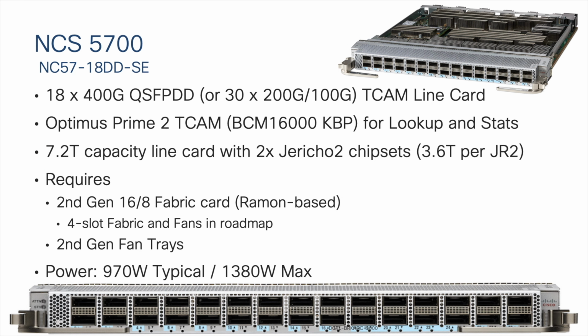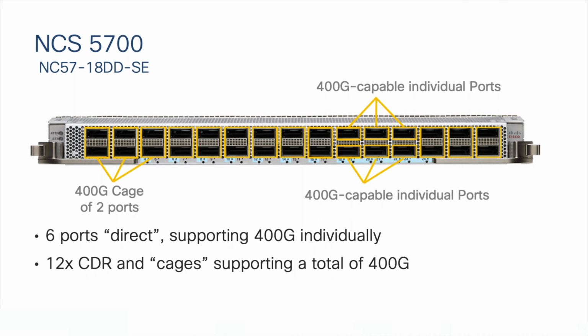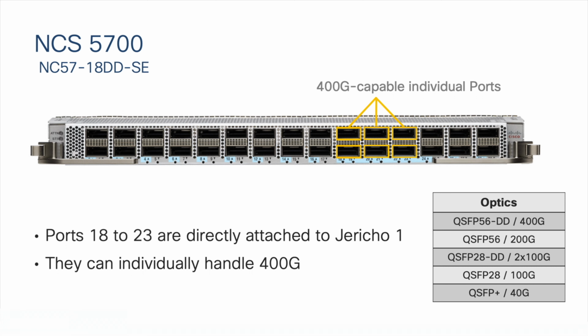The card name is 18DD, so you will expect 18 ports QSFP DD support for 400 gig optics. That's the case, but it's a bit more subtle. If you take a look at the front, you see 30 ports, but they are not all the same. The ports 18 to 23 can support 400 gig optics with no restriction, but they can also support lower speed like QSFP28DD at 2 by 100, QSFP28 for 100, and even QSFP Plus at 40 gig.